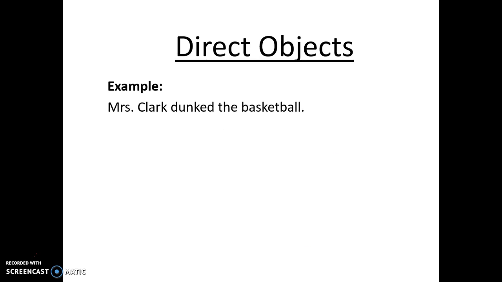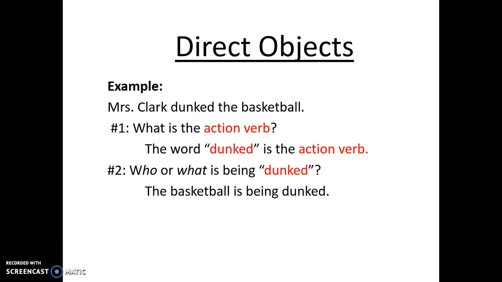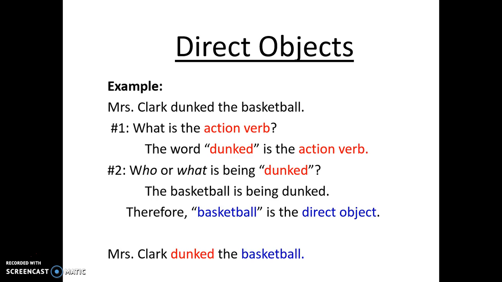Let's look at my favorite sentence that's completely fiction. Mrs. Clark dunked the basketball. It might not be fiction if I have a really, really low hoop. Well, what is the action verb in that sentence? The action verb is dunked. It even says that on the slide. Who or what is being dunked? Well, the basketball is being dunked. Therefore, the basketball is the direct object. Mrs. Clark dunked the basketball. Sounds funny, doesn't it?